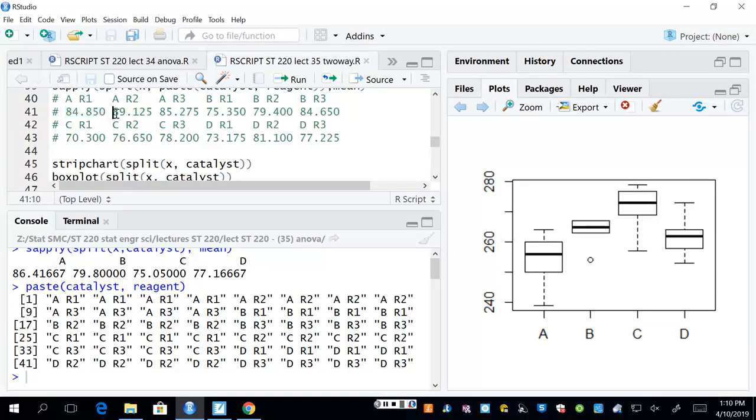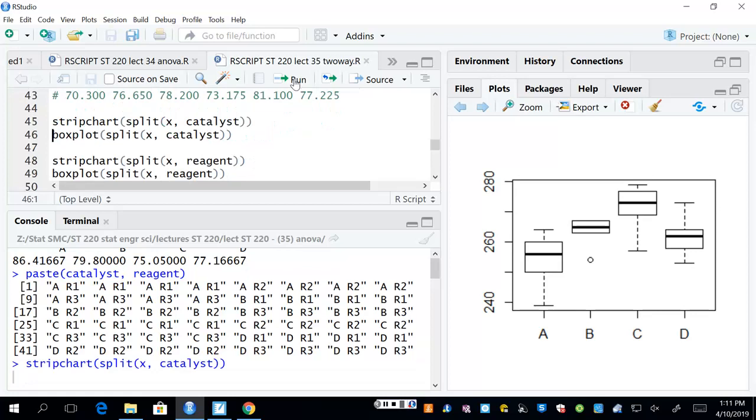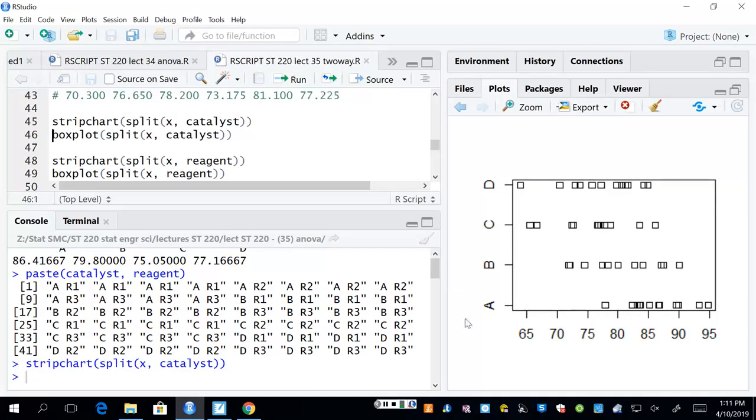So there are some combinations, like A with R2, that got 89. But C with R1 is quite a bit lower. You could look at the distribution by catalyst. Here are the A's, B's, C's, and D's. It looks like the A's are quite a bit higher.